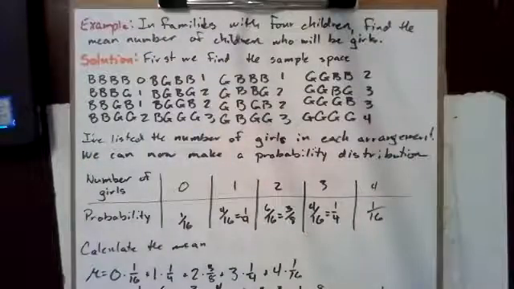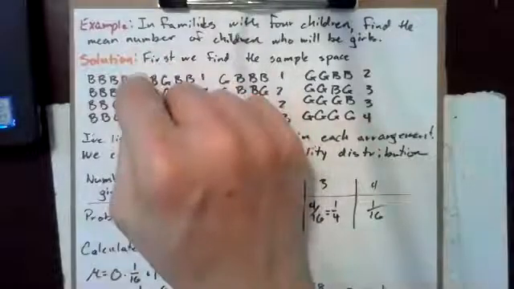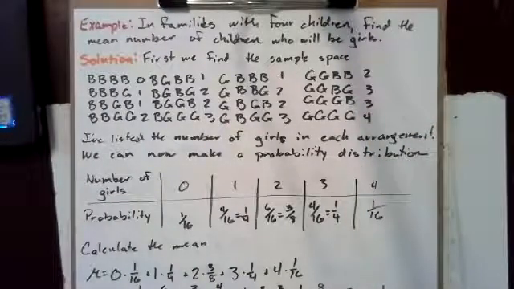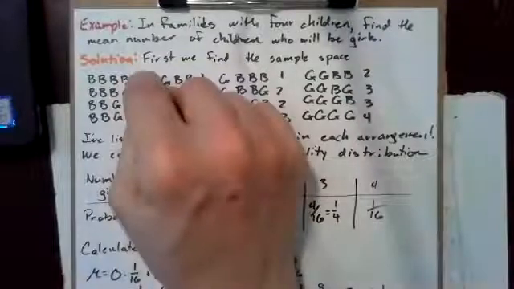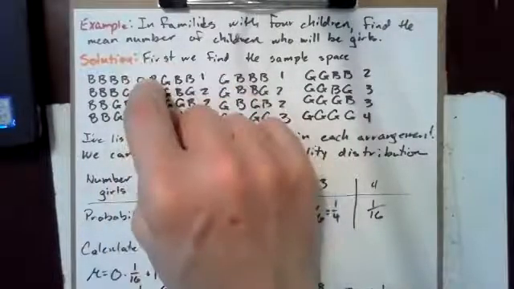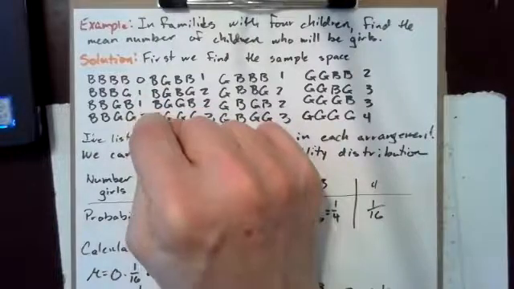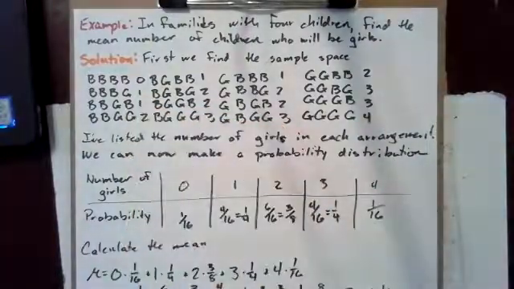Another example. In families with 4 children, find the mean number of children who will be girls. First, we find the sample space. And here we have 16 different options, from all boys to all girls. I've listed the number of girls in each arrangement. There are 0 in all boys, 1 for BBBG, 1 for BBGB, and 2 for BBGG, and so on.